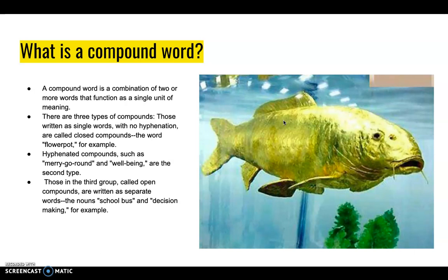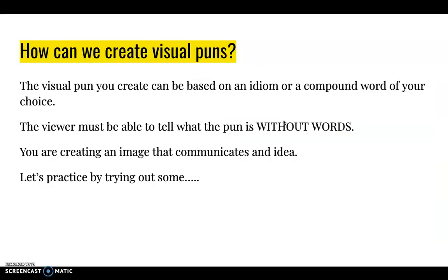Okay, so here's an example of a compound word expressed visually on the right. We look at it, it's a fish. Okay, what's different about this fish? It's gold. Oh, it's a goldfish. Okay. How can we create visual puns? The visual pun you create can be based on an idiom or compound word of your choice. The viewer must be able to tell what the pun is without words. So anyone looking at this should be able to take in your visuals and understand what your pun is. You are creating an image that communicates an idea, right?